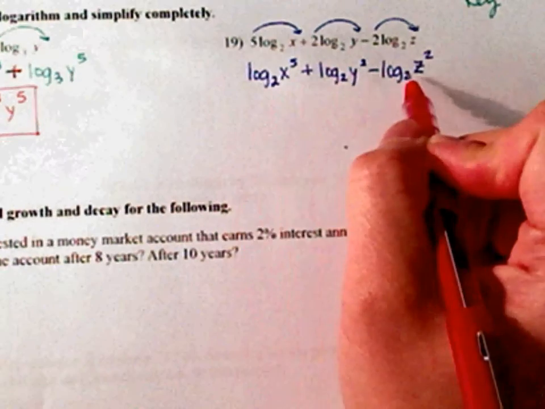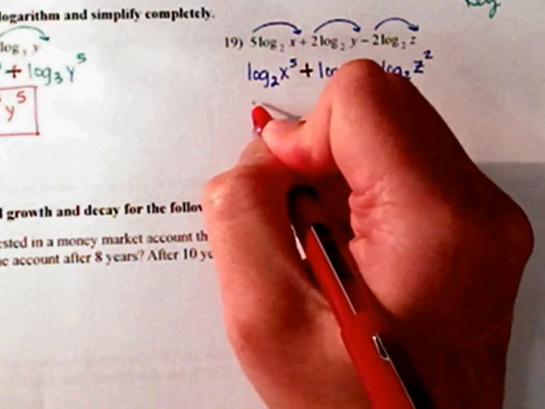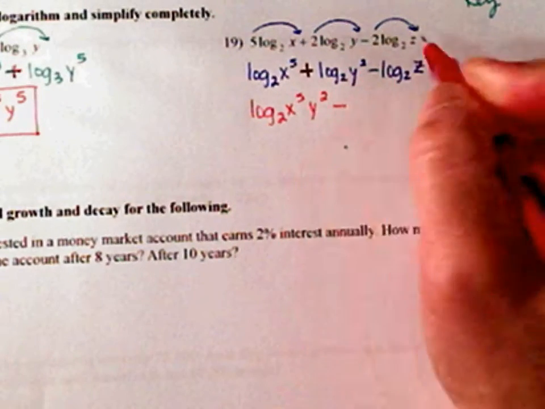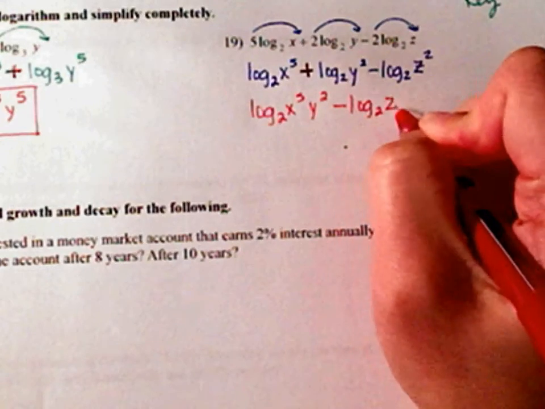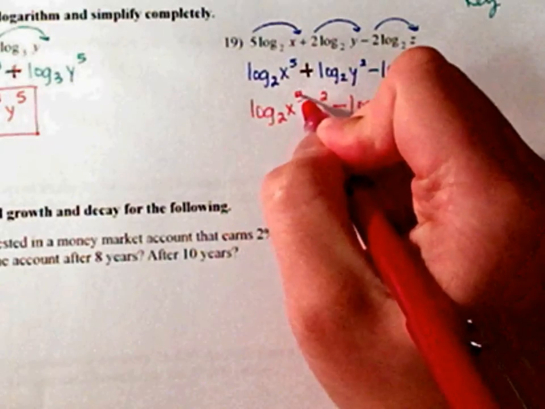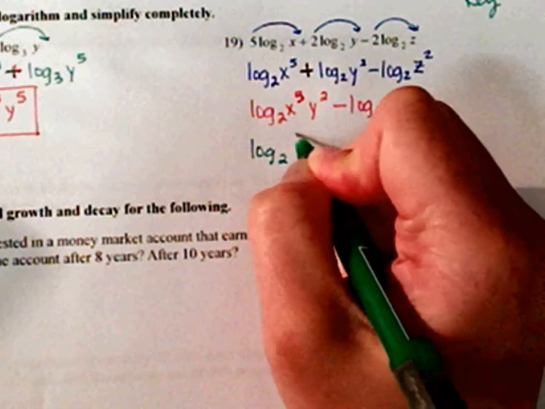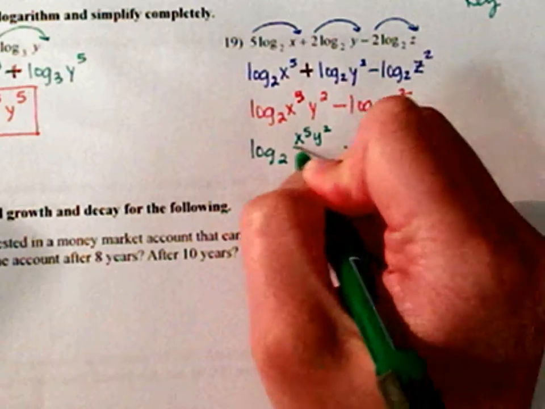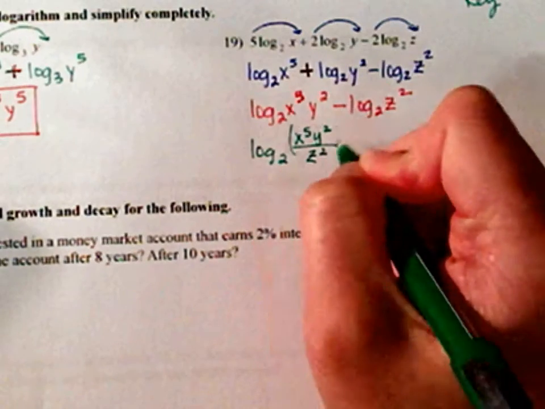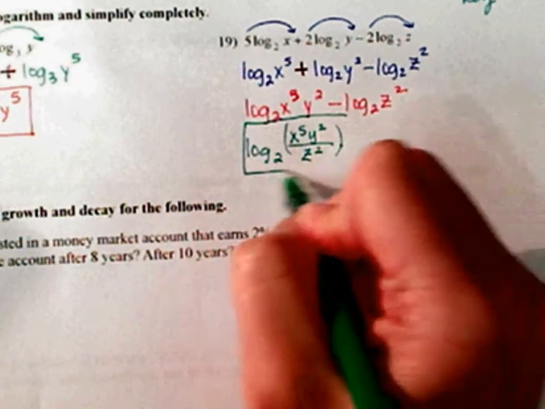Notice all my bases are the same. Here's a plus. Okay, so I'm going to take care of this one first. So I'm going to have log base 2 of x to the fifth times y squared minus log base 2 of z squared. You could skip this part and go on to the next one. Next, since it's a minus, what corresponds to minus? That would be your division. So x to the fifth times y squared divided by z squared. And you can put parentheses around them if you like. And there you have condensed your solution.